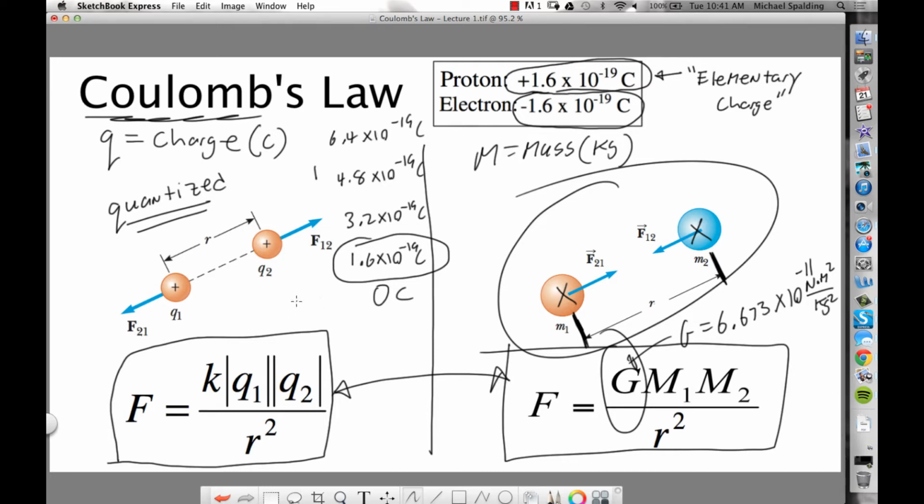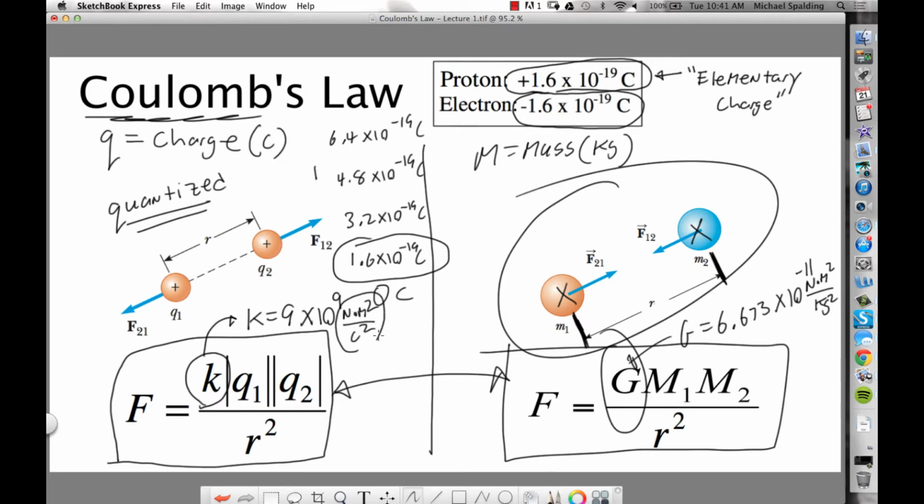All right, now, what is K? So K, guess what K is? It's a constant. Do you have to memorize it? Nope, it'll be given. K will always be given. It's referred to as Coulomb's constant, and it's 9 times 10 to the 9th Newton meter squared over Coulomb squared.